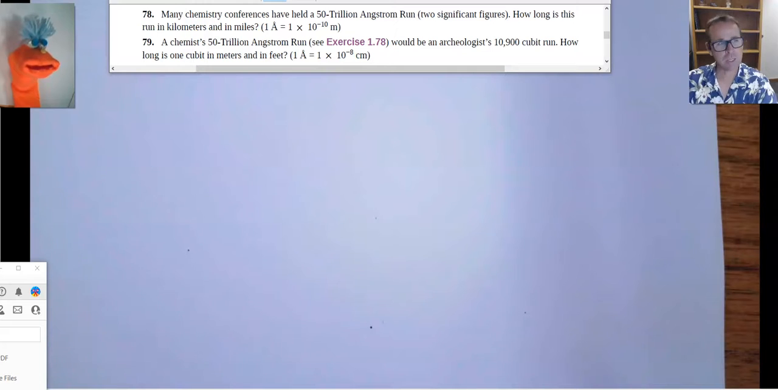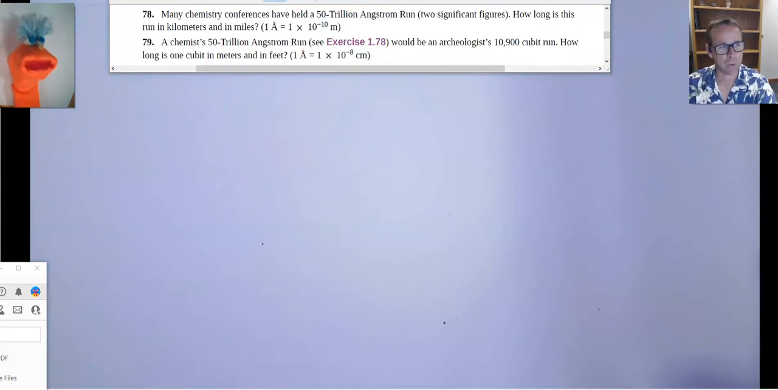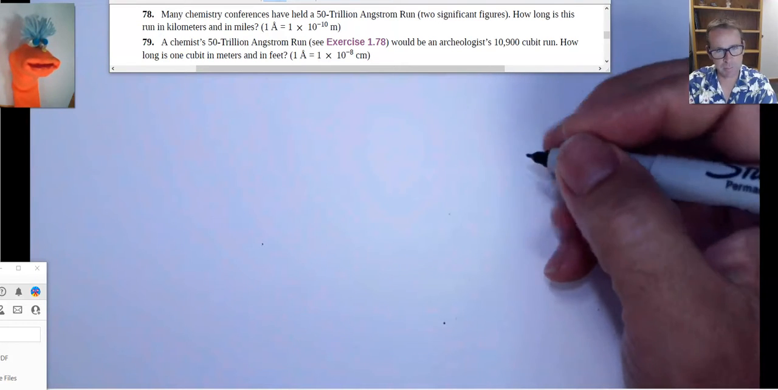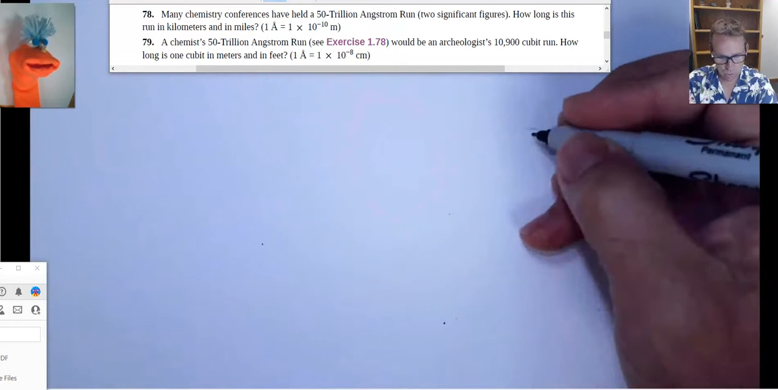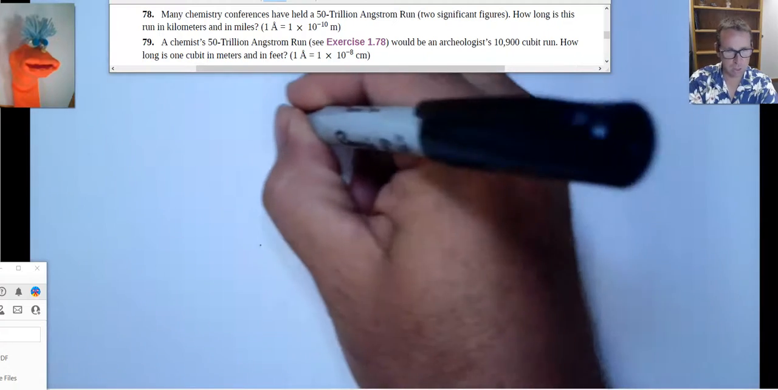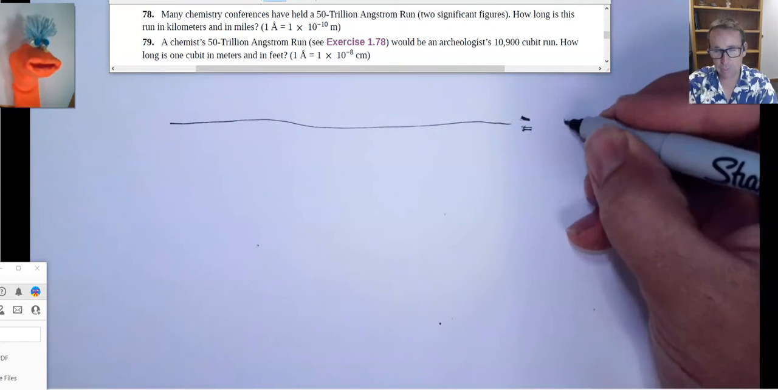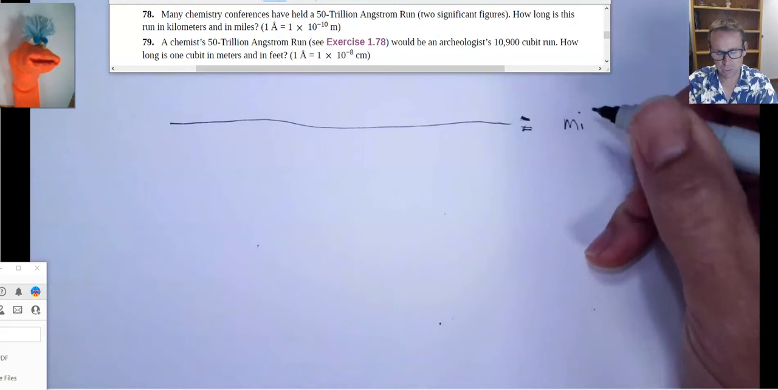78. So if I've run 50 trillion angstroms, how long of a run is that in kilometers? I have no idea. Yep, me neither. So what we do here, though, is we start with our units and end with the units, right? So I want to end in what? Kilometers? Let's do miles. Is that okay? Okay, miles.